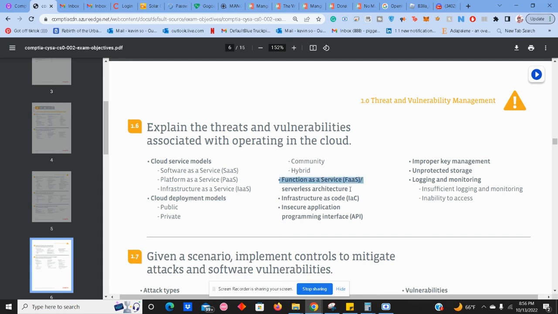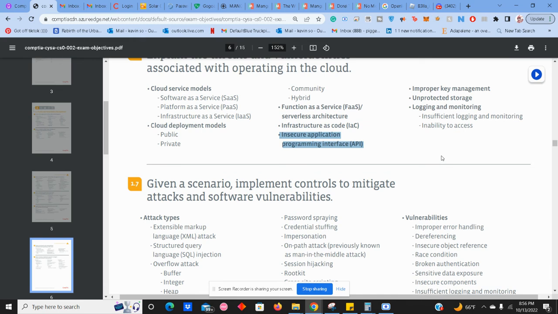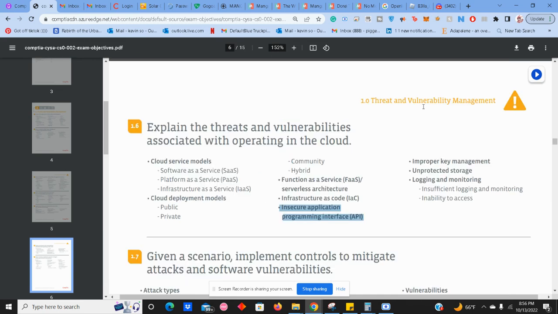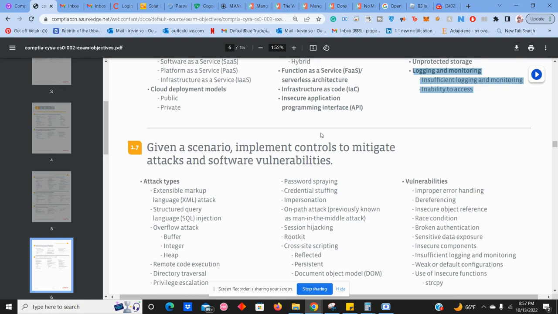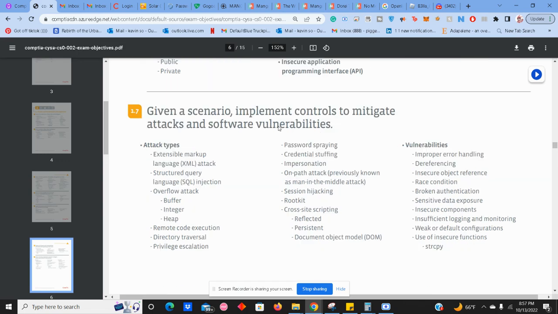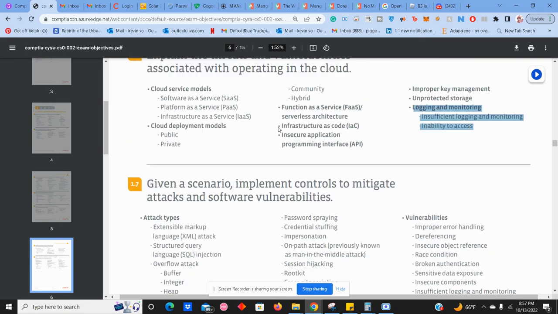We have function as a service, where you want them to work and do something. That's where serverless architecture comes in. Infrastructure as code is essentially writing infrastructure in code format. We want to have an API where we can interact. Improper key management: people could steal your keys, and if they steal them, they essentially have full access to everything. Unprotected storage: make sure to fully encrypt your storage. Logging and monitoring: insufficient logging and monitoring, and inability to access the logs.